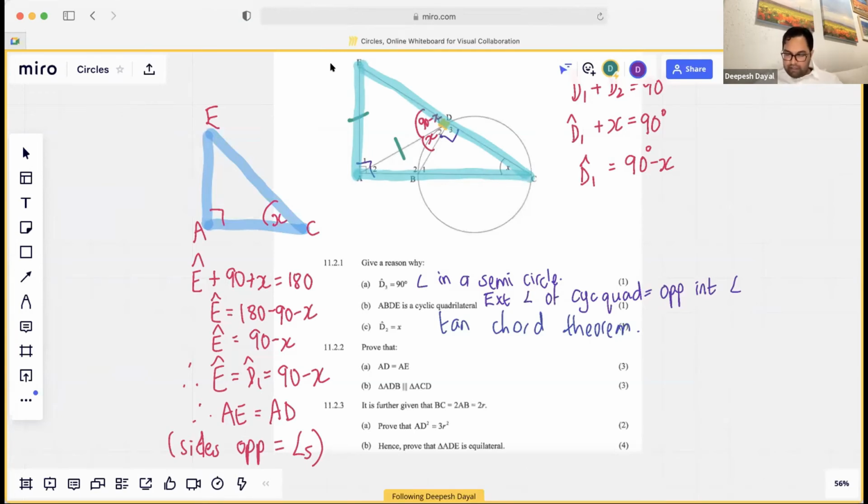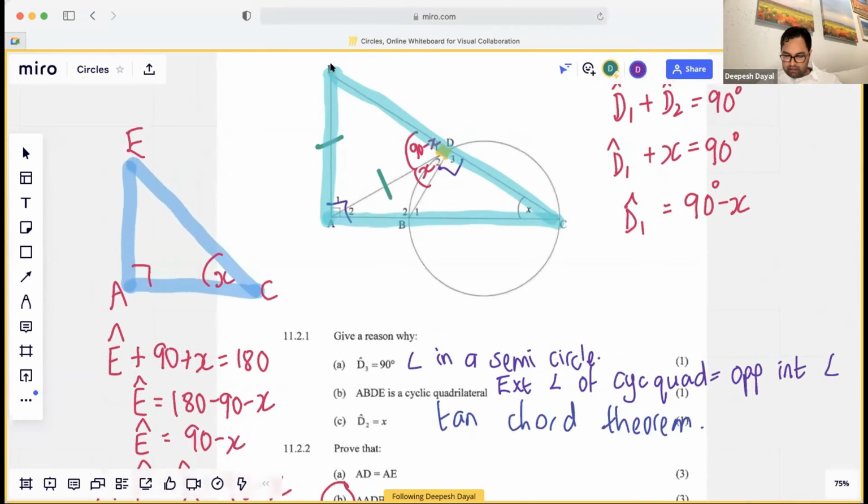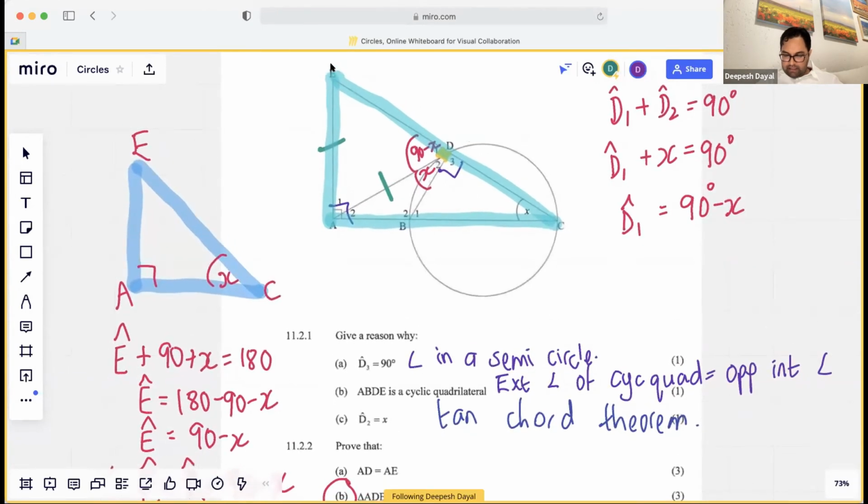Then we need to prove that ABD is similar to ACD. What do those three lines represent in 11.2.2 B? What do we need to prove? Congruency. Okay, ABD and ACD, congruency. Okay, I'm going to extend this in like that. ABD and ACD, right? I'm going to erase this here.